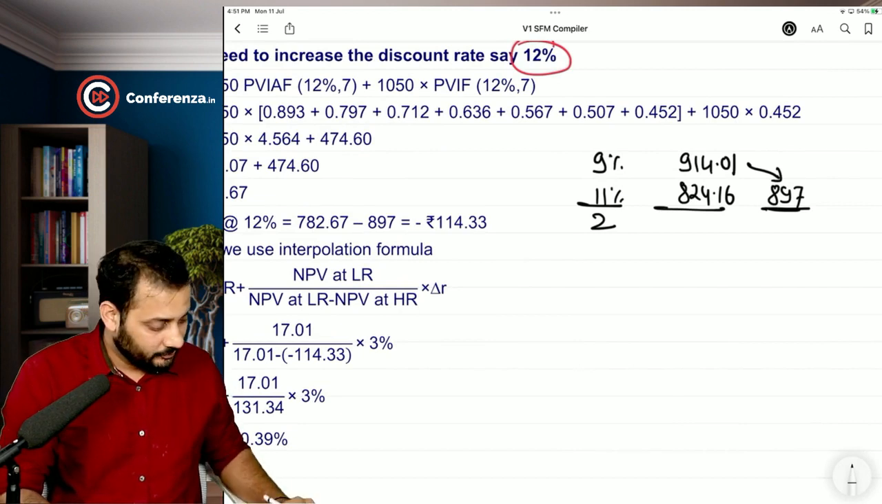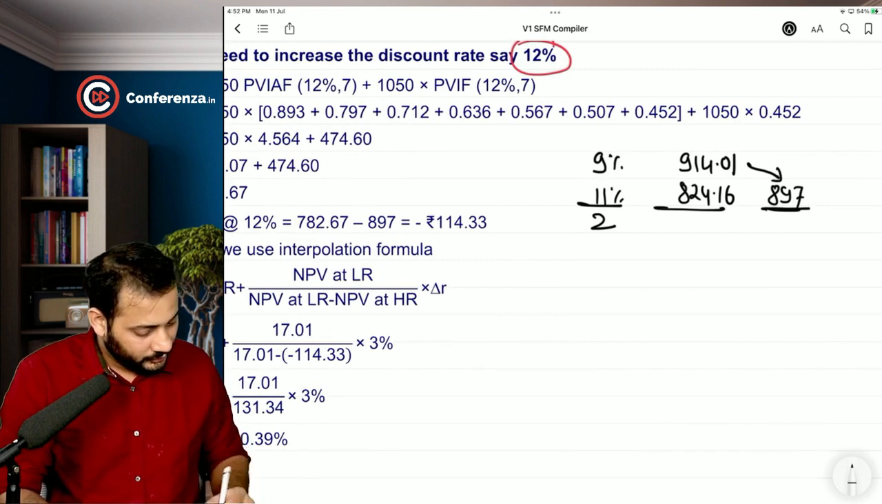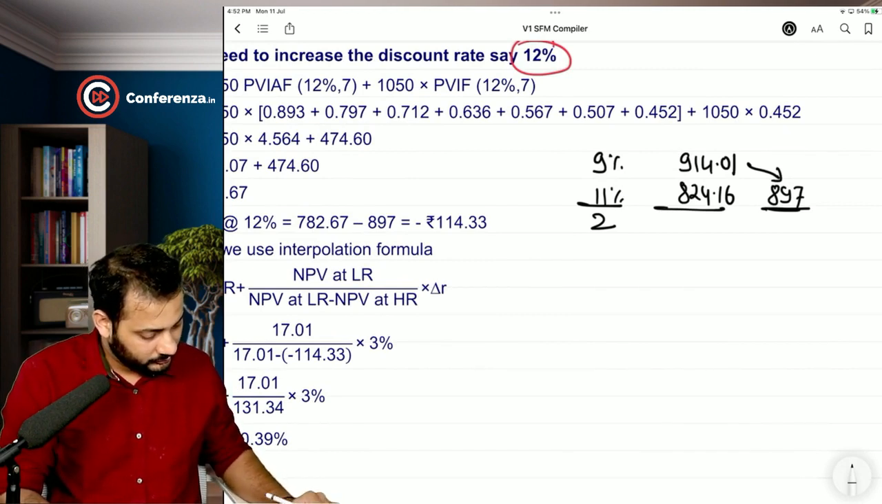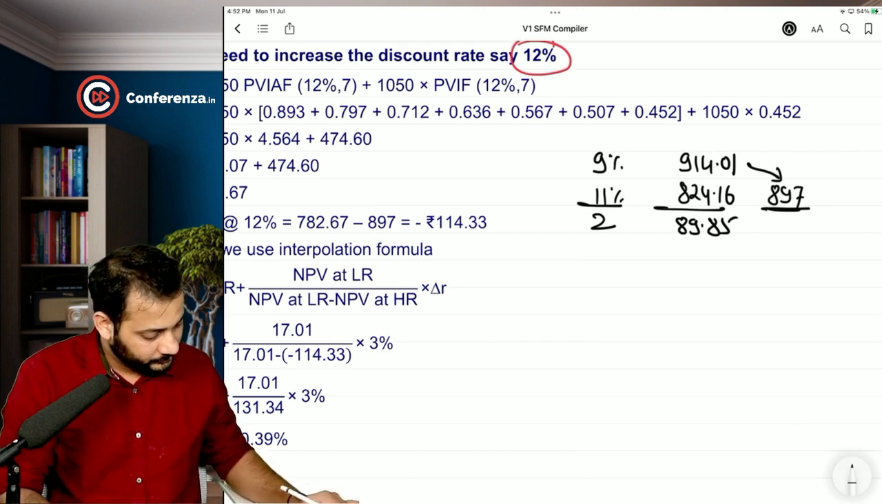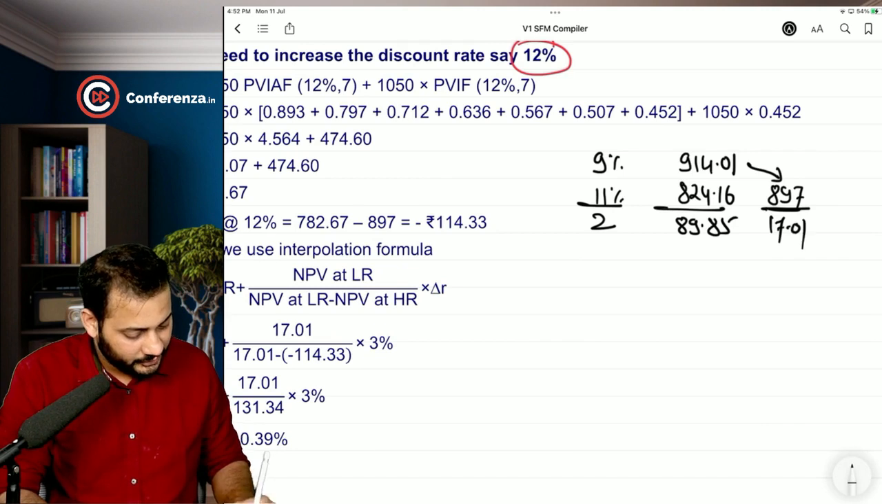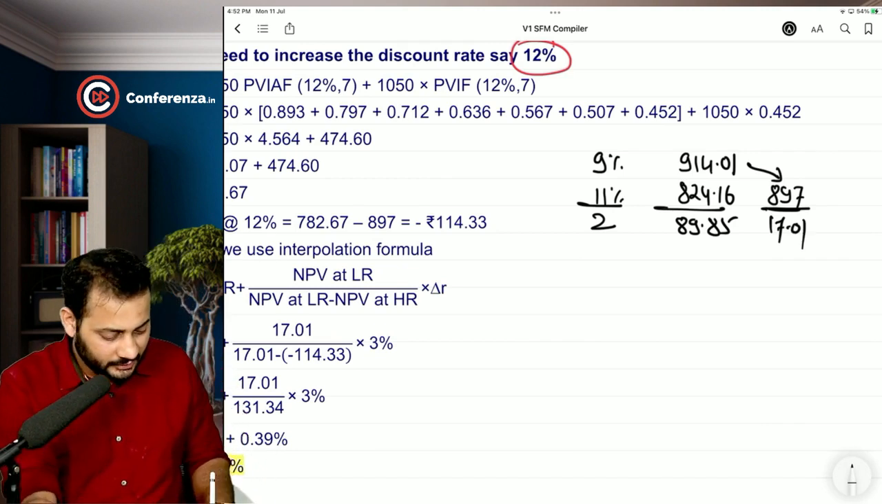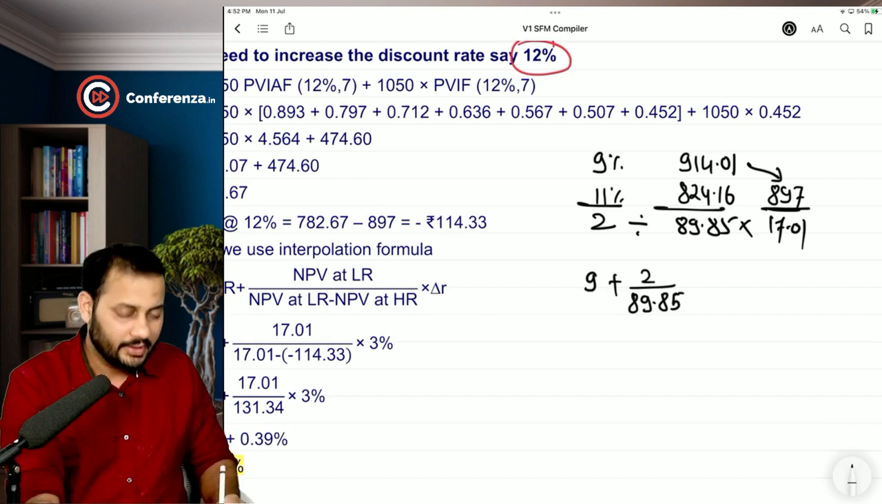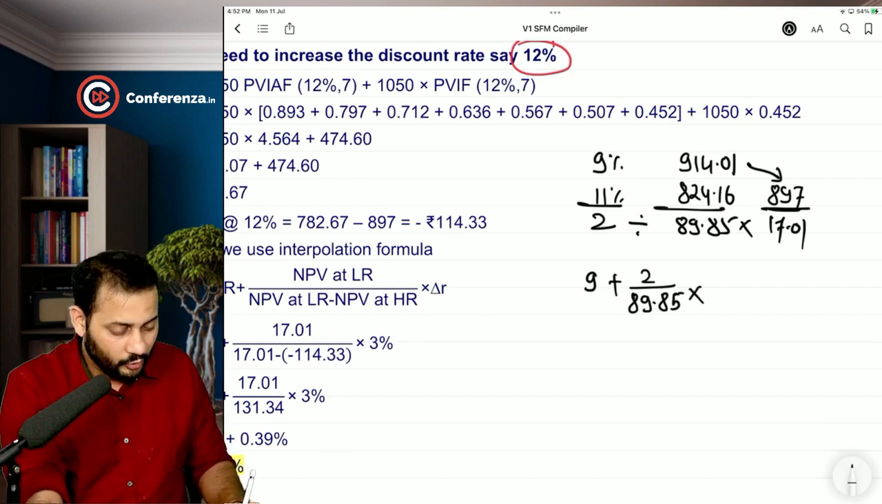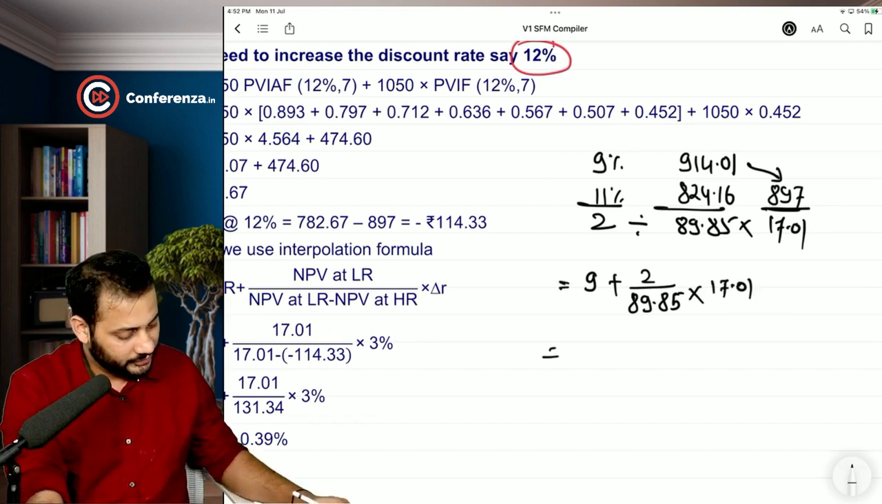2% increase in the YTM brought down the market price by, just a second, 89.85 rupees, whereas we wanted to bring it down by 17.01 only. So let's start this divided by this multiplied by this. Simple. So start with 9%, then say 2% increment brings down the market price by 89.85 rupees. So how many percentage of increment will bring down the market price only by 17.01? This is interpolation.